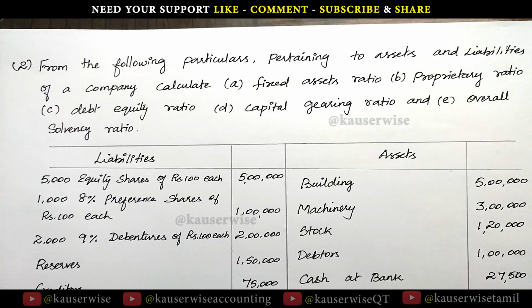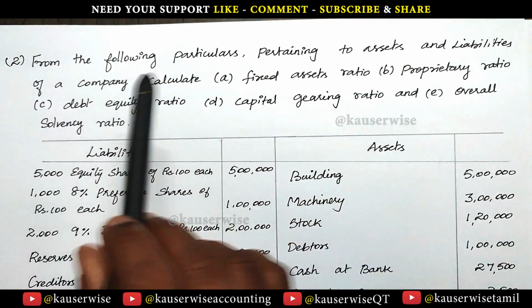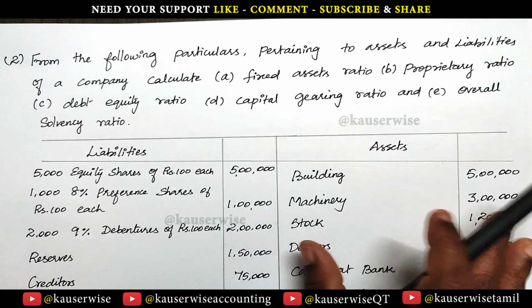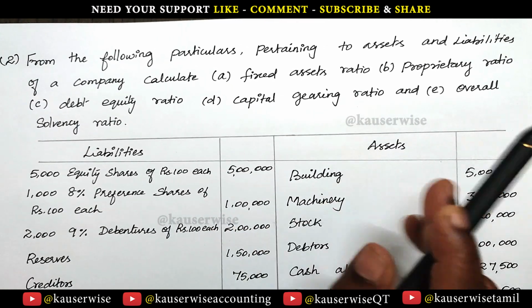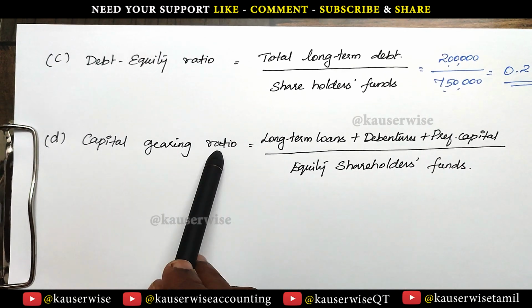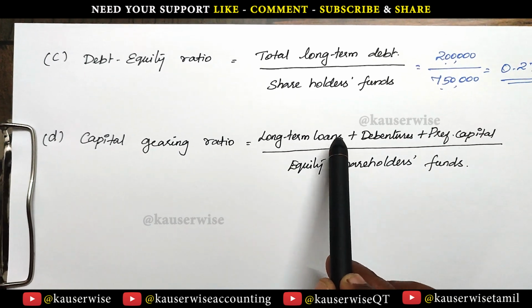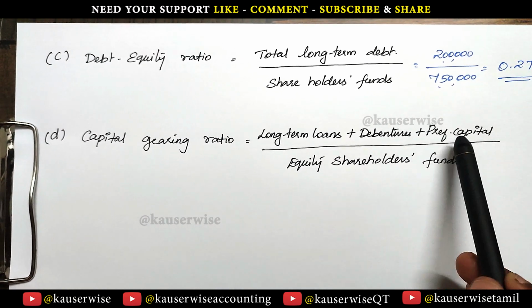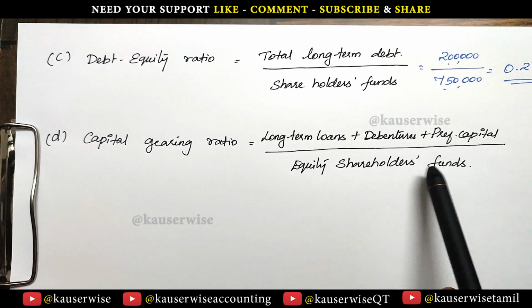See the problem. So far we have calculated fixed asset ratio, proprietary ratio, debt equity ratio. Now we are going to calculate the fourth one, capital gearing ratio. See the solution. This is the formula to find out capital gearing ratio. The formula is long-term loans and borrowings plus debentures plus preference share capital, divided by equity shareholders funds.